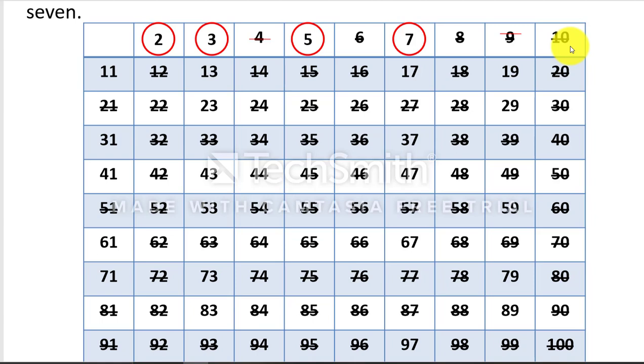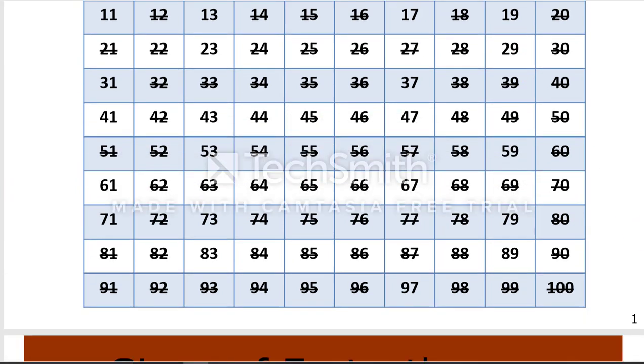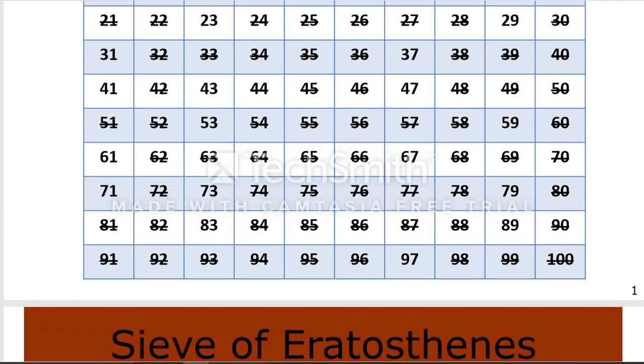Now 10 multiplied by 10 is 100. So now this is actually beyond this scope. Now 11 multiplied by 11 is 121, which is beyond 100. So stop your iteration from here. So there is no need to check. So all the prime numbers remain in the sieve, and all the non-prime numbers are filtered out.